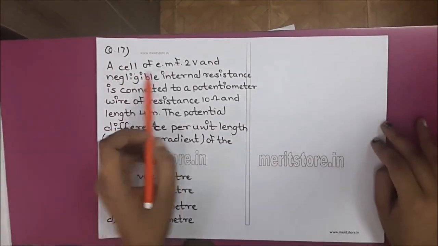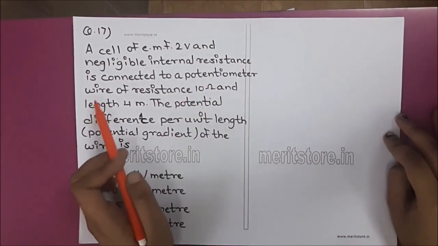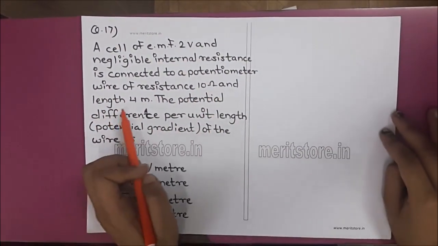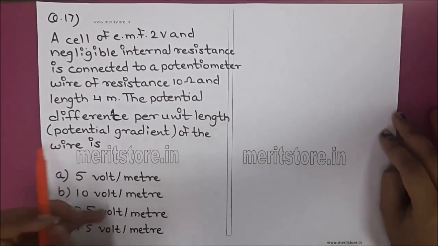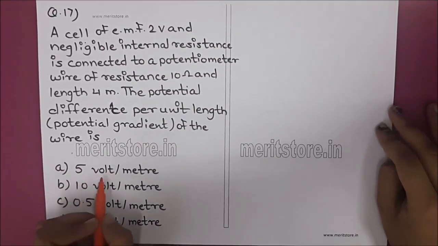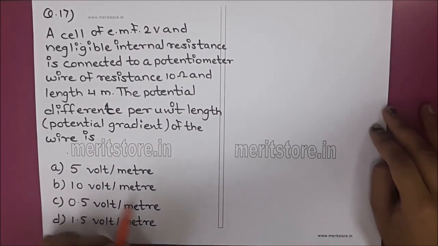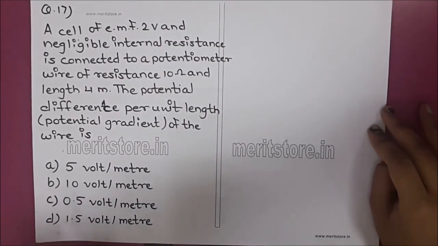Question 17. A cell of EMF 2 volts and negligible internal resistance is connected to the potentiometer wire of resistance 10 ohm and length 4 meter. The potential difference per unit length, potential gradient of the wire, is A 5 volt per meter, B 10 volt per meter, C 0.5 volt per meter, D 1.5 volt per meter.